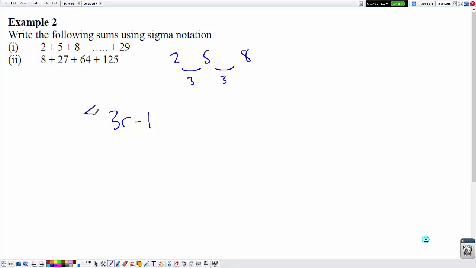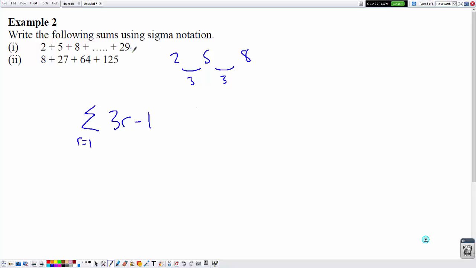Now I'll put sigma there. Now I need to know what my values go from. So what's my lowest value? So r equals, well, how do I get 2? Well, 3 times 1 minus 1 gives me 2, so r equals 1.